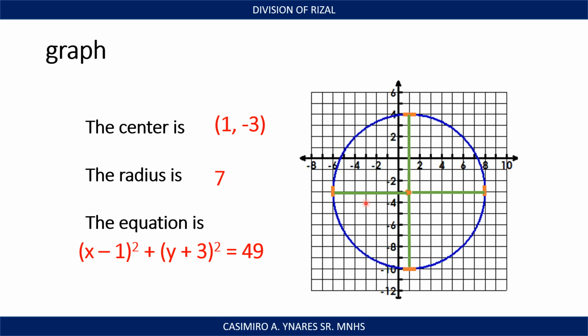Okay, so kung i-graph natin yan, ang una nating ka-graph is the center. So we have 1, negative 3, then bilang ng 7 sa lahat, then that will be our graph.